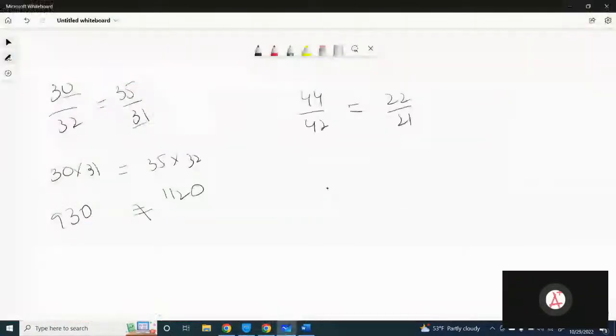Yes. Okay, let's just do cross multiplication. Let's do 44 times 21 and 22 times 42. So let's see if they are equal. 44 times 21 is 924, and 42 times 22 is 924. Yes, both of them are equal. That means yes, they are equivalent. Got it? The answer is yes.